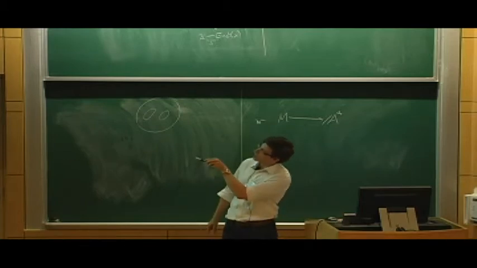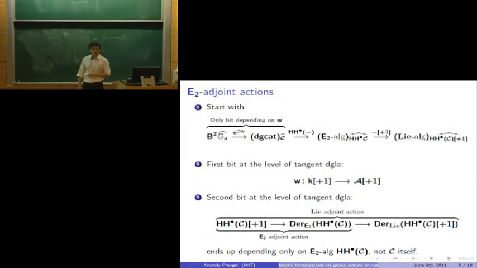And so then there's this second bit. At the level of DG Lie algebras, it's a map from the Hochschild complex shifted by one, which controls deformations of our category, roughly, to the space of E2 derivations of the Hochschild complex, which is something you can actually get a handle on if you need to. And if I wanted to understand the Lie guy, it would be to the space of Lie derivations. And so there's a claim here that it depends only on the E2 algebra. So rather than saying that claim, let me explain what these things actually are. I said they're the Lie adjoint action, which should be a familiar thing, and the E2 adjoint action, which should be a less familiar thing.